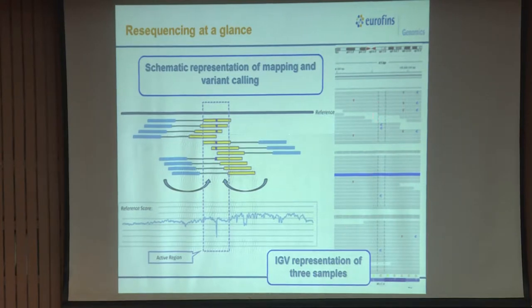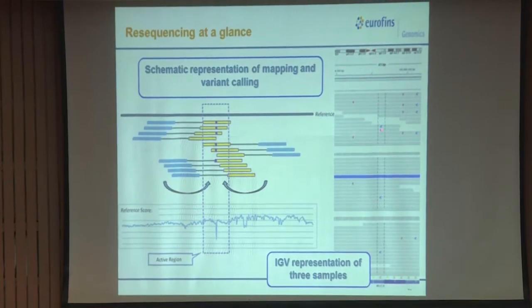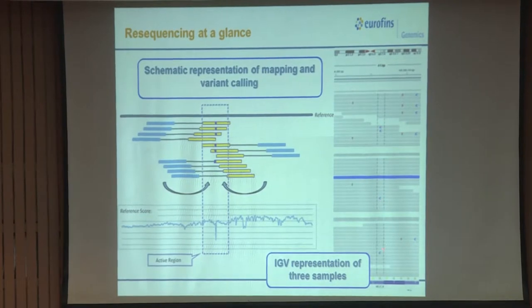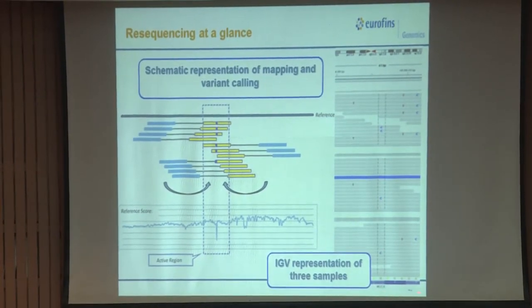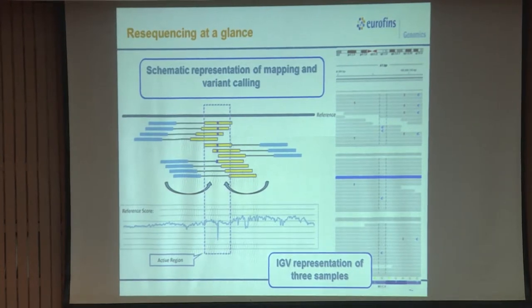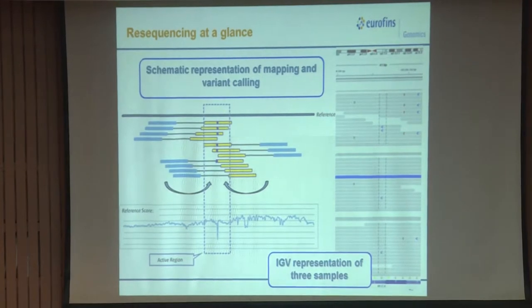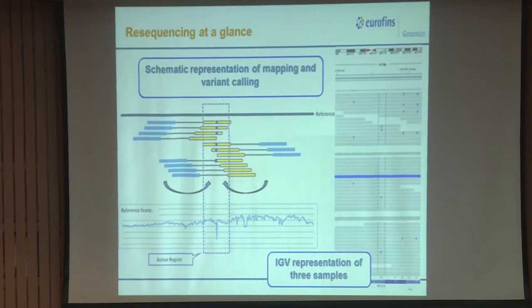You can also see here the bases which you are able to see are different from the reference. If I find such cases, I will say that there is an SNP. For example, the reference has T and the sequenced base has A. That means the difference is T to A. So there is an SNP which is T to A.